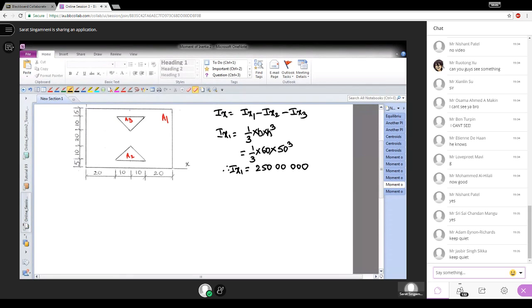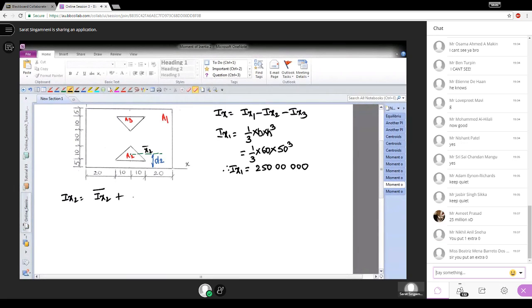Then for area 2, if you want the moment of inertia about the x-axis, first we need to find the moment of inertia about an axis passing through its centroid and parallel to the base. Then we take the parallel distance as, let us say, d2. So Ix2 is Ix2 bar, about its own centroidal axis, plus area 2 times the parallel distance squared.